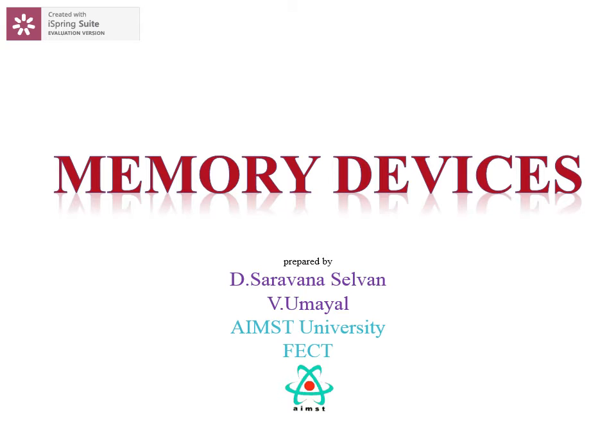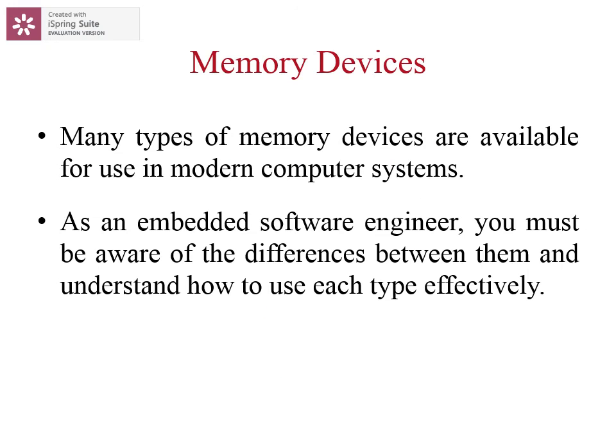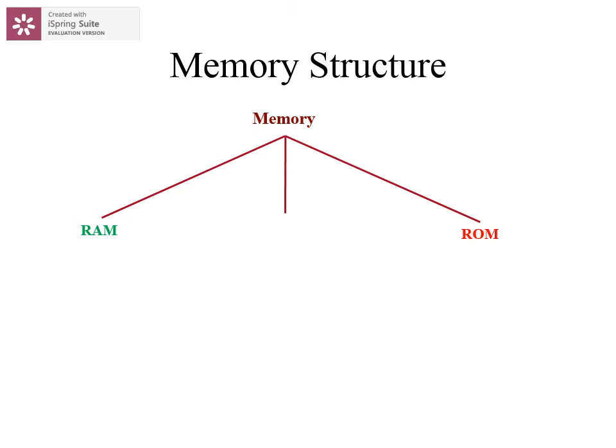Now, I am going to teach about memory devices. Many types of memory devices are available for use in modern computer systems. As an embedded software engineer, you must be aware of the differences between them and understand how to use each type effectively. Memory can be classified into three types: RAM, ROM, hybrid.